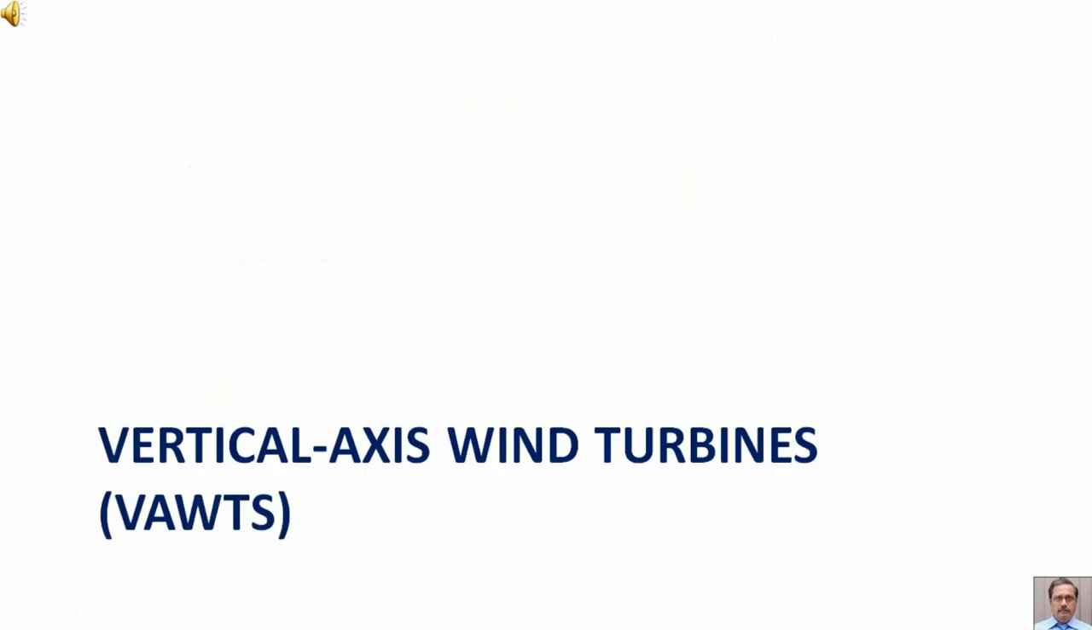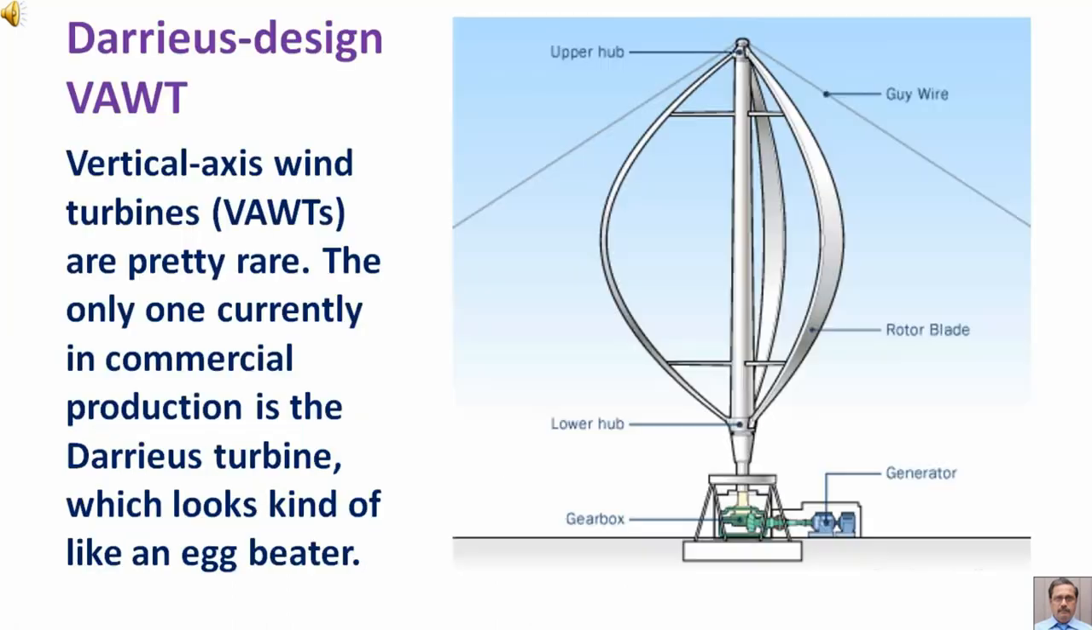Vertical axis wind turbines, VAWTs. Darius design VAWT. Vertical axis wind turbines are pretty rare. The only one currently in commercial production is the Darius turbine, which looks kind of like an egg beater.